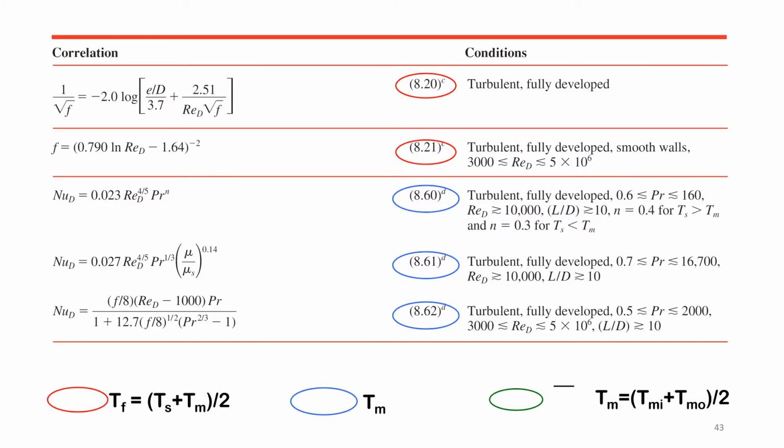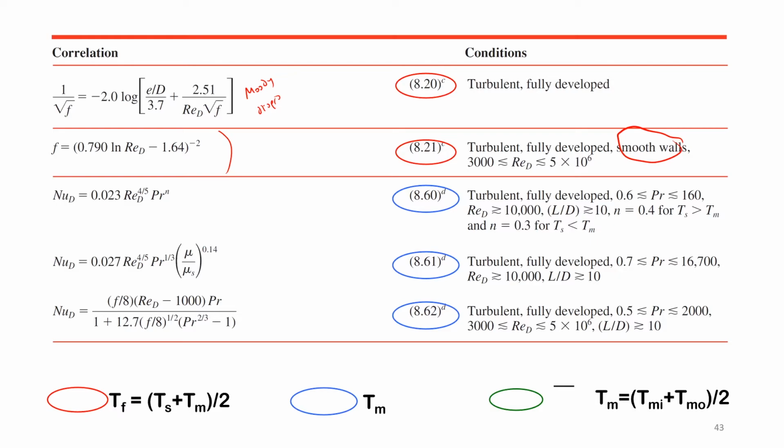So if you have a turbulent fully developed flow, we have Moody diagrams or this empirical equation. You can also use an alternative empirical equation if you have a smooth wall. So this is another equation, but the easiest way to go is basically the Moody diagram.